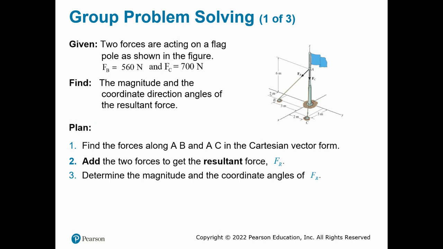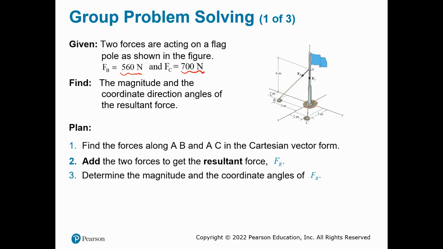Group problem, same thing. If I know the magnitudes of FB and FC to be 560 Newton and 700 Newton, we want to find the magnitude and the coordinate direction angles of the resultant force. Again, the FB and FC magnitudes are given to you. However, for the resultant force, you cannot simply add them together. It's not a numerical addition because they are vectors. They have their own direction and are not pointing in the same direction, so you cannot add them directly.